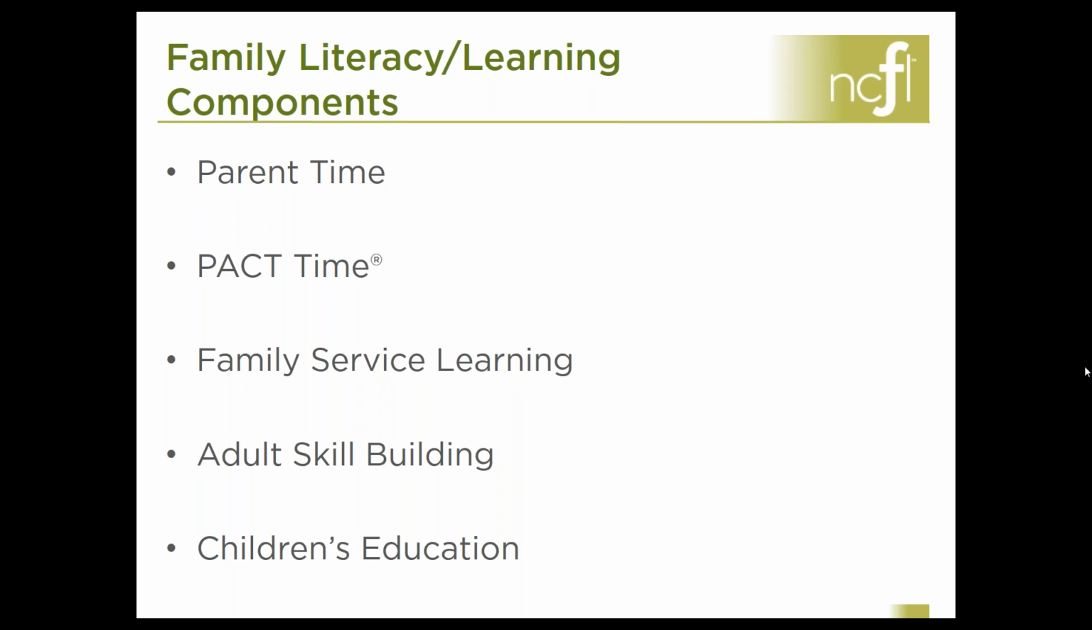Family service learning is part of our family learning model, and it's a very intentional 6-step process that families go through together to address community challenges. And we'll talk more about that throughout the time that we have here today. Adult skill building obviously speaks for itself. It's the goals that our adults set for themselves, and then the programming that we provide to help them make that happen. Children's education looks very different depending on your organization, but basically it's K-12, early childhood, and beyond.